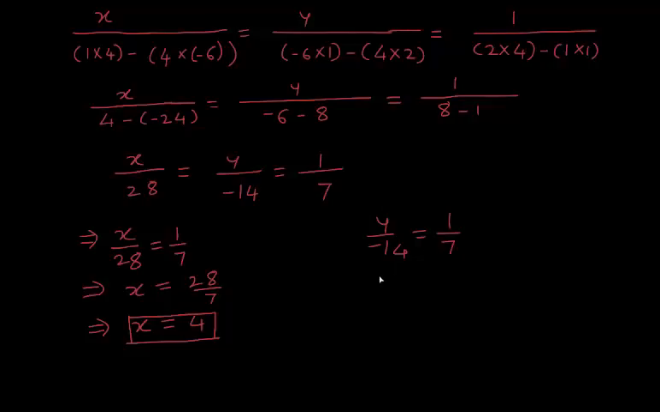Then if you multiply both sides by minus 14, we'll get y is equal to 1 upon 7 into minus 14. So y will be, 7 2s are 14, taking minus sign, y will be minus 2. So this way we can find the solution for a pair of linear equations using the cross multiplication method. Now let's consider some special cases.